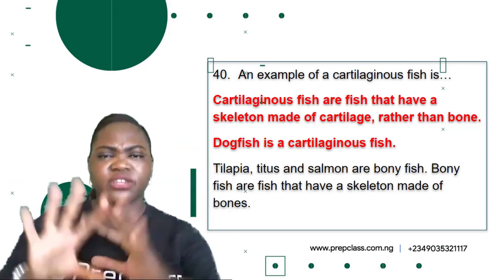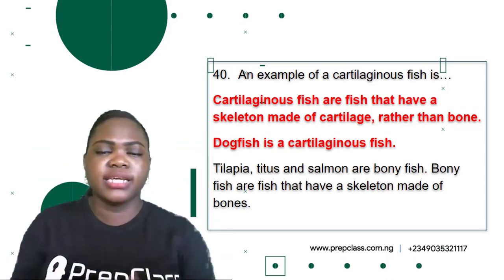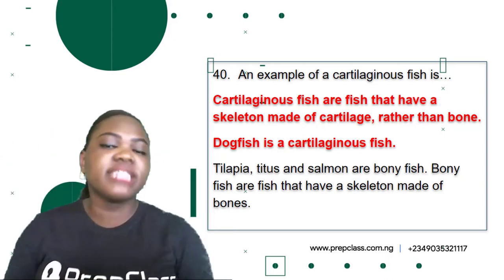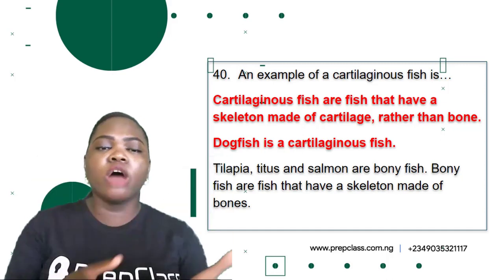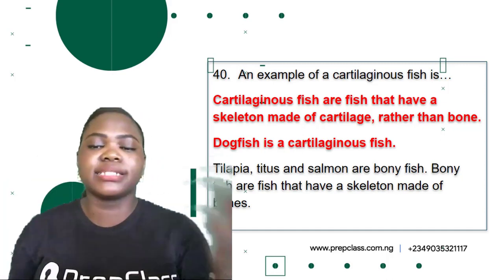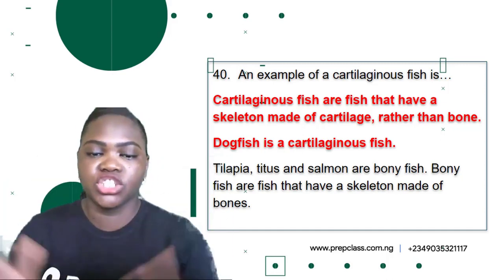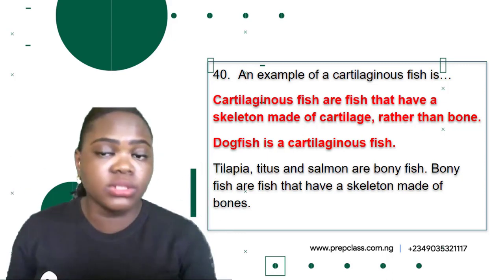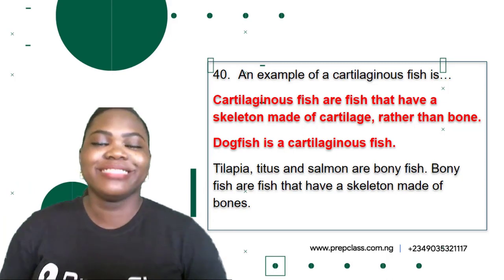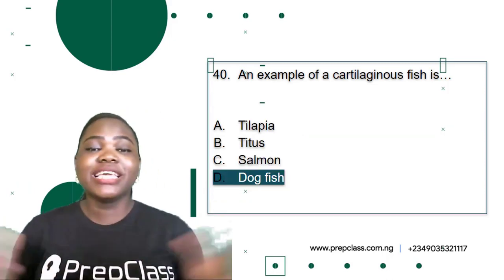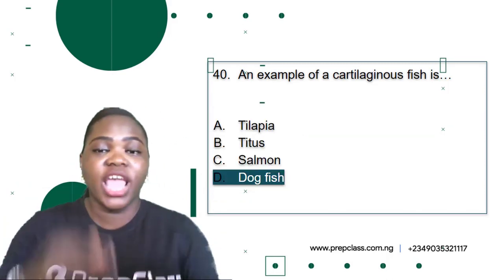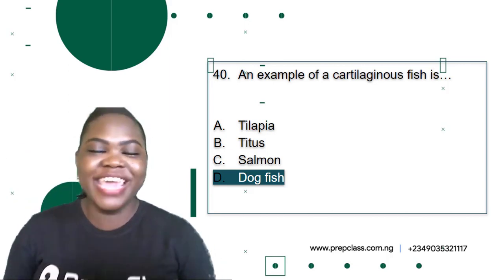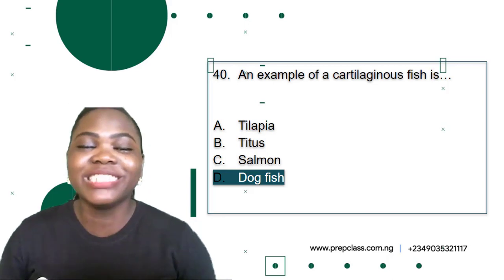So dogfish is a kind of shark. It is a small shark. It is made up of cartilage, not bone. Okay, so dogfish is a cartilaginous fish. But the other options, tilapia, titus, and salmon, are all bony fish. Bony fish are fish that have a skeleton made up of bones. Okay, so this means that the correct option is option D, dogfish. An example of cartilaginous fish is dogfish. So the correct option is option D.